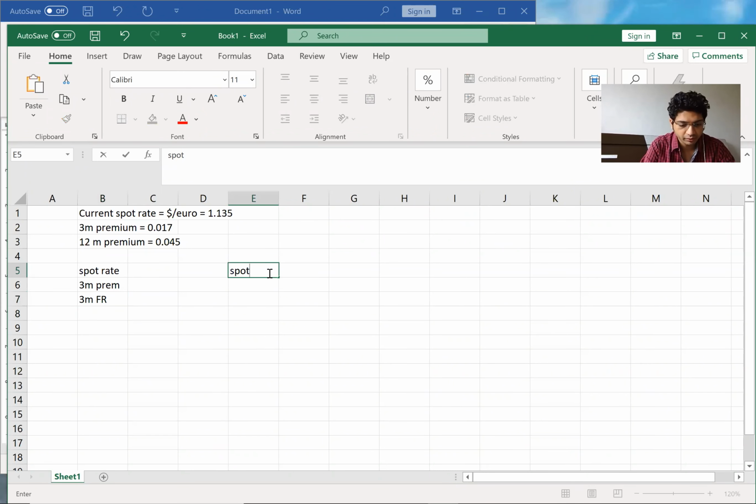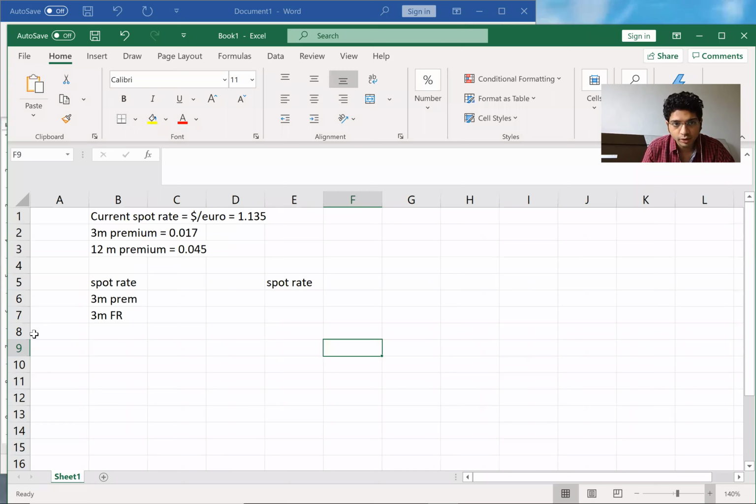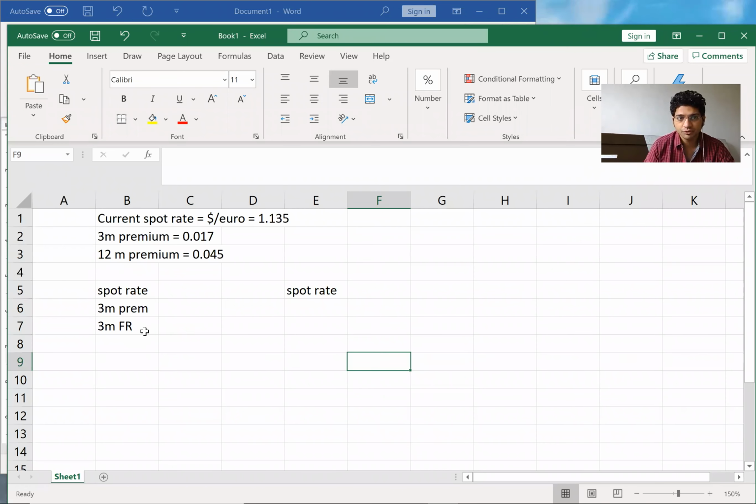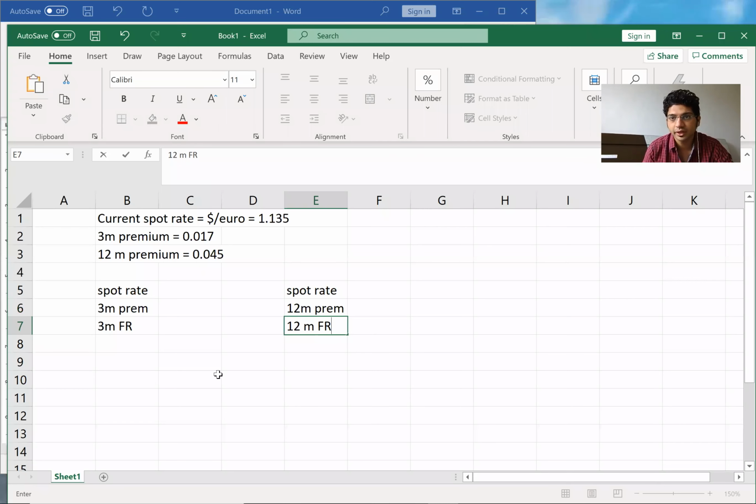Similarly, spot rate, I always calculate from spot rate, guys. Don't calculate from a 3-month forward contract. If you calculate 3-month forward contract plus 12-month premium, it will give you 15-month premium. So calculation is always supposed to be from spot rate. Spot rate plus 12 months premium will give me 12-month forward rate.